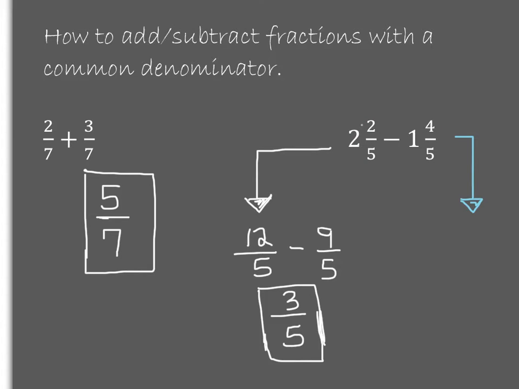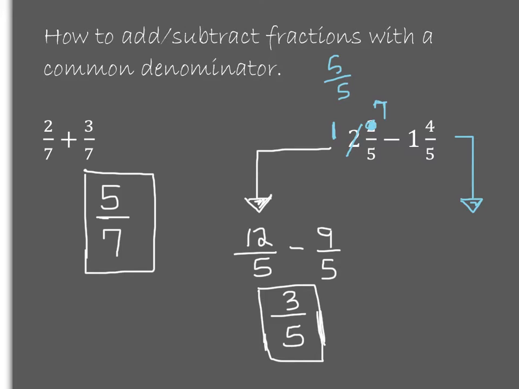So what you would do is you would borrow from the 2 and make it a 1, but we just borrowed a whole, and we're measuring out of fifths. So 5/5 would make up a whole, but we already had 2/5, so that would become 7/5. So 2 and 2/5 would be the same as 1 and 7/5.